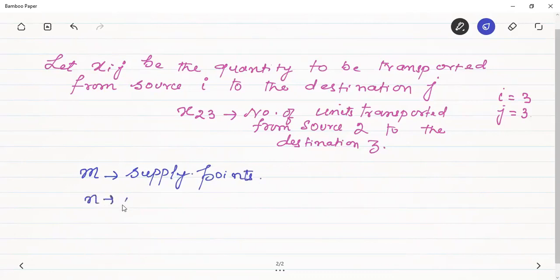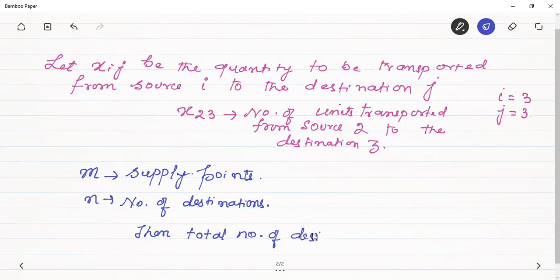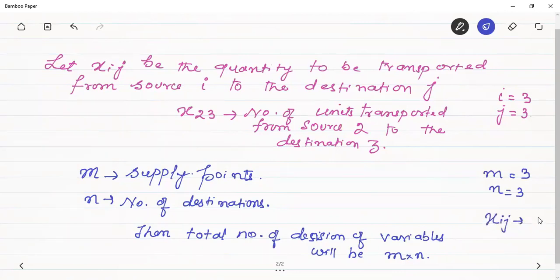and n are the number of destinations, then the total number of decision variables will be m cross n. Simply m into n. In our problem, the sources are m, this 3, and the destinations are also 3. Sources 3, destinations 3. Therefore, total number of xij that we will use here will be 9.